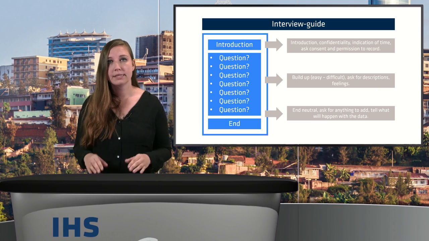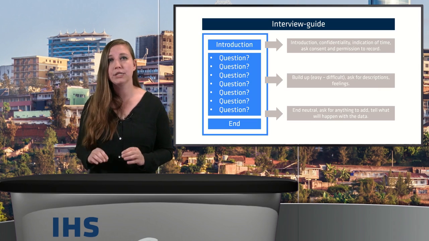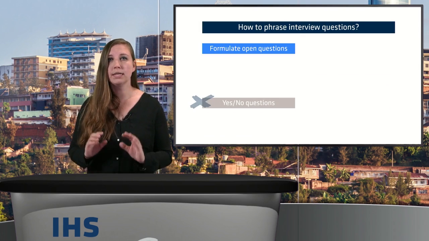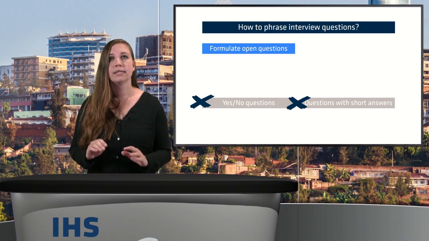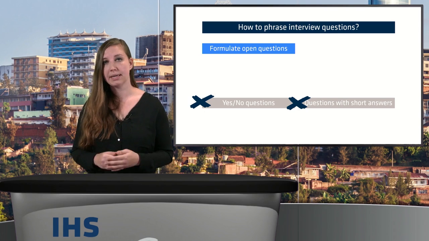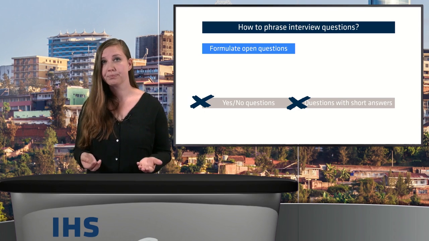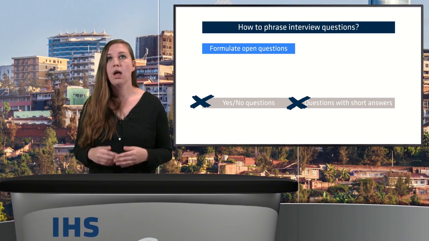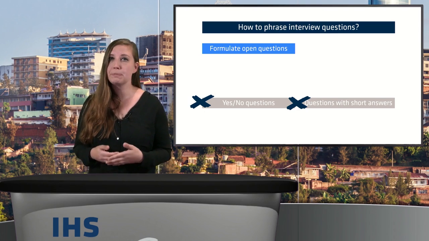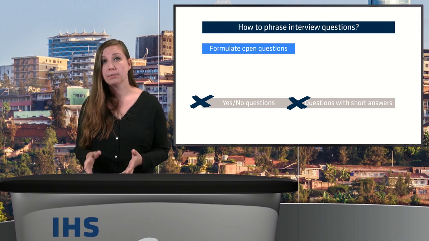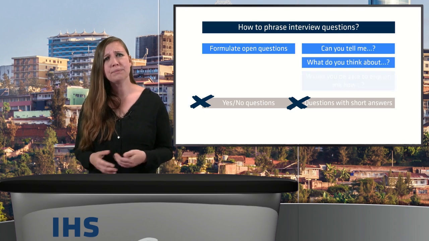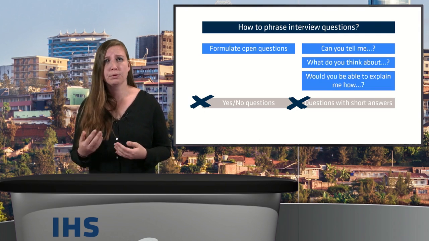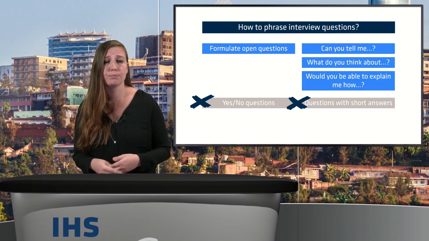Now, let's dive deeper into how to phrase proper interview questions. It's best to formulate open questions. That means you avoid questions that can be answered with yes or no, and questions that require only a short answer. Open questions should invite people to tell their story. Some examples are, "Can you tell me?" Or "What do you think about?" And "Would you be able to explain to me how?"